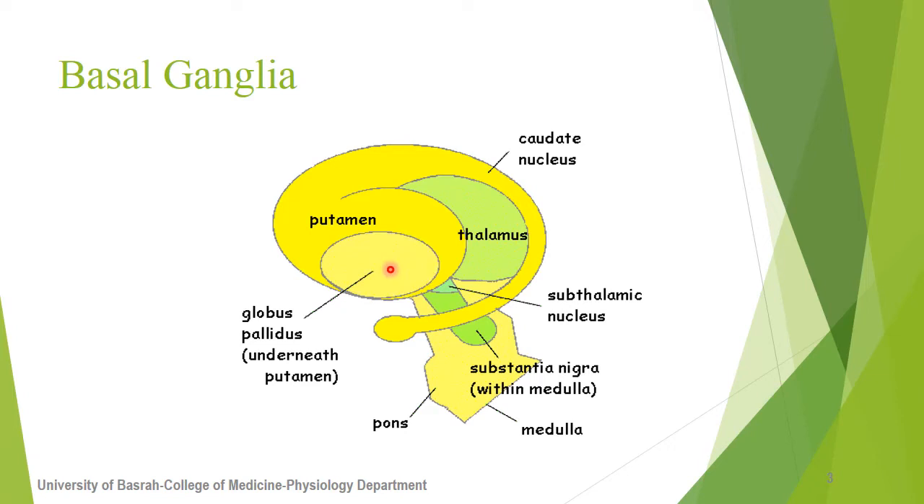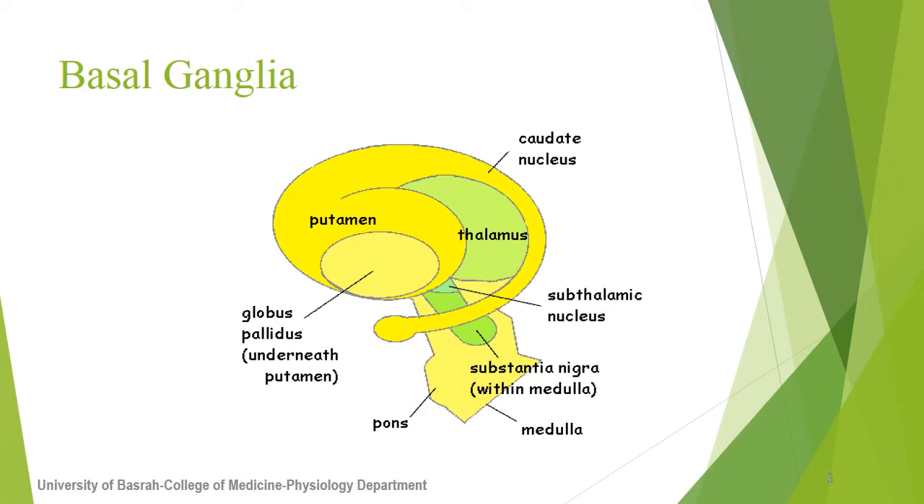Also we have a small nucleus located just underneath the thalamus called the subthalamic nucleus. And the last one, this greenish extension called the substantia nigra, extends slightly toward the medulla oblongata. As we can see, this is the pons and this is the medulla oblongata here. So we have five main nuclei within the basal ganglia.